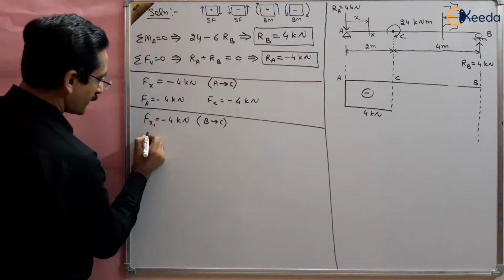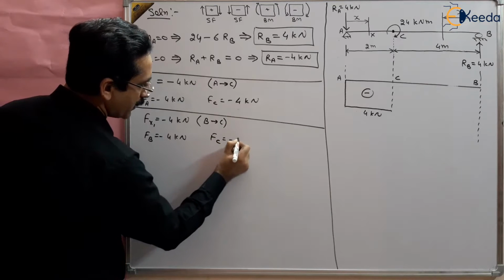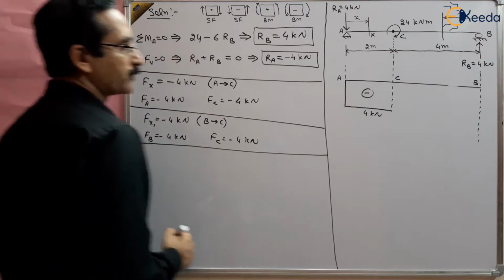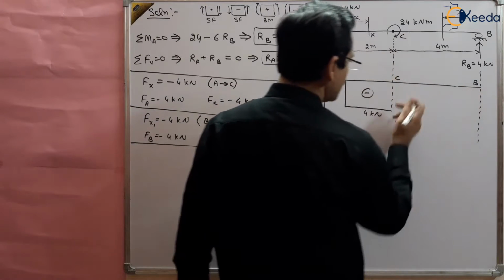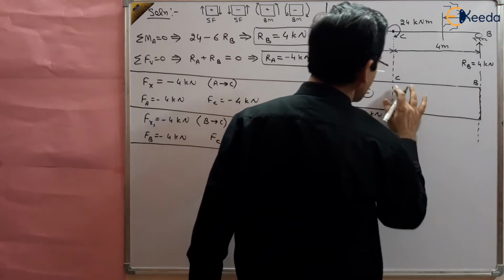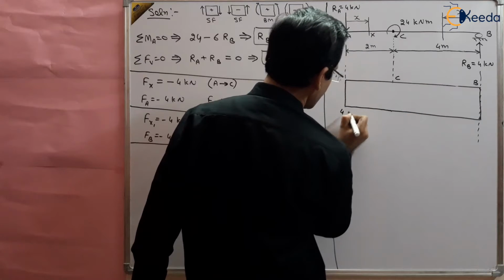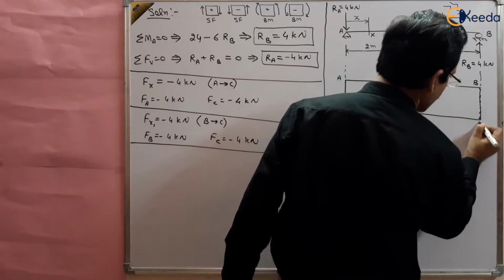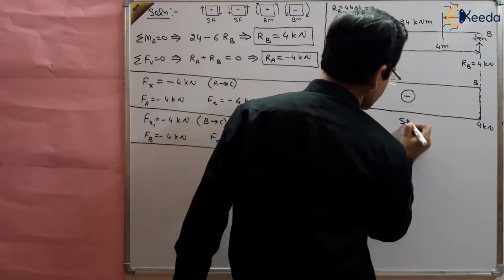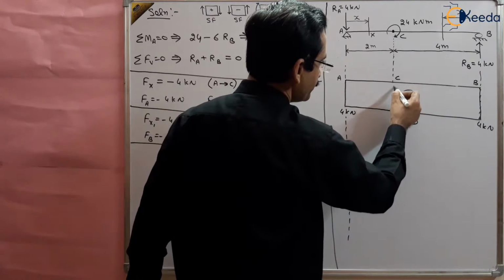So this is FB minus 4 kilonewton and FC minus 4 kilonewton, and these are the forces, minus 4. So it is entirely minus 4 from B to C, an entire minus 4 term like this, right? So this is the shear force diagram, entirely minus 4 kilonewton. Here 4 kilonewton, here also 4 kilonewton, and this is negative. This is the shear force diagram.